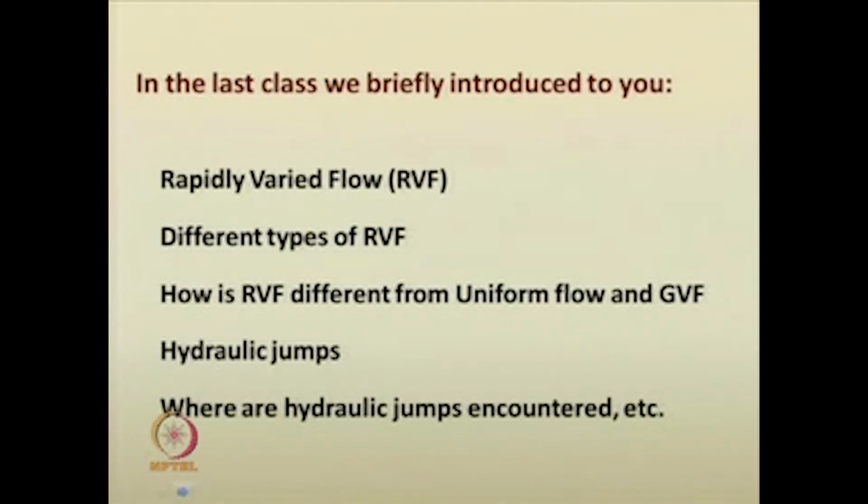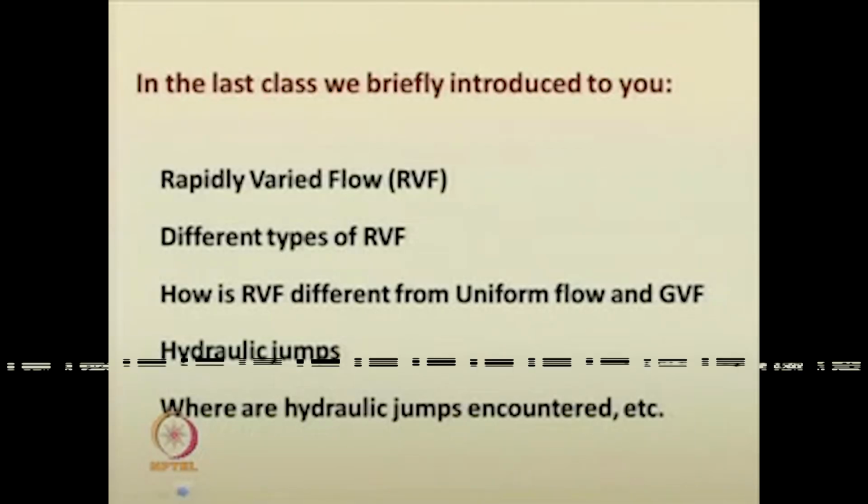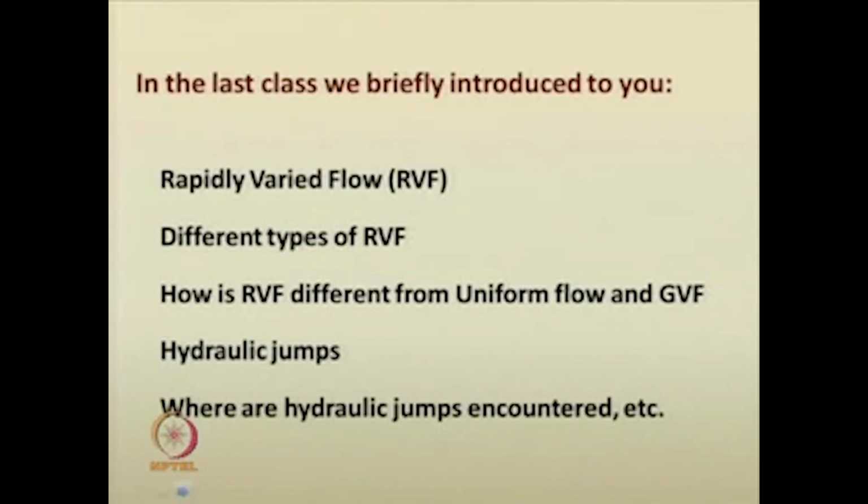For example, in uniform flow and gradually varied flow, you were able to take the parallel flow assumption, whereas in rapidly varied flow it is not possible, and you have also seen that the streamlines have quite a good curvature. You were also introduced to hydraulic jumps. We also went through the locations or situations in which hydraulic jumps are formed.